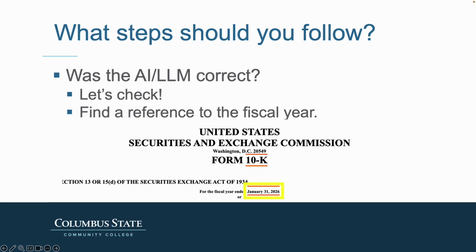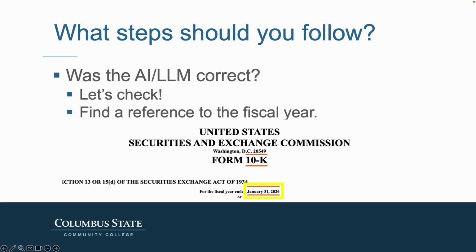Right below 10K, it says for the fiscal year end, and then it gives you the date of the fiscal year end. Please make sure this is the most recent 10K. Really the only way you can get this wrong in terms of your evaluation is if you pull up some old 10K from 2022. Just make sure you're finding and using the most recent 10K.